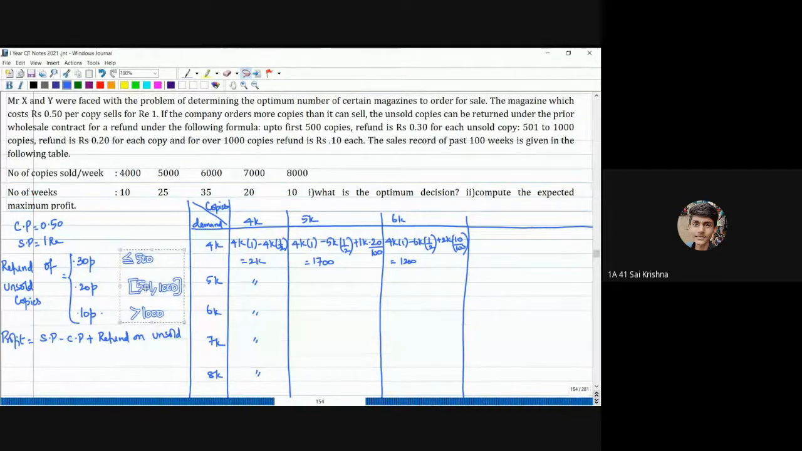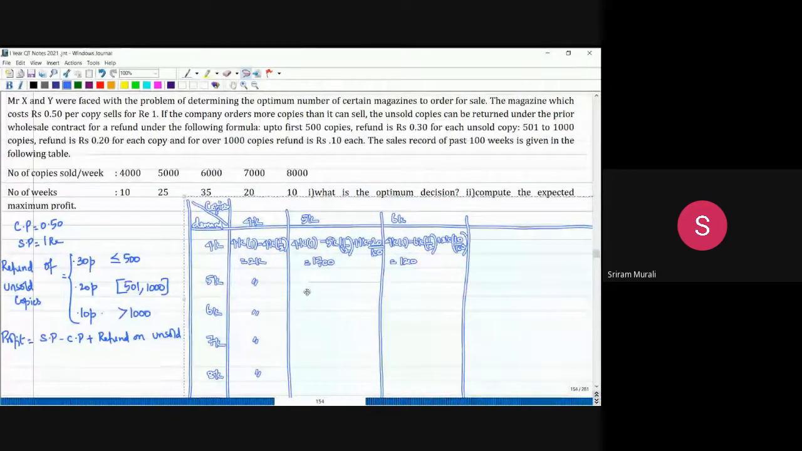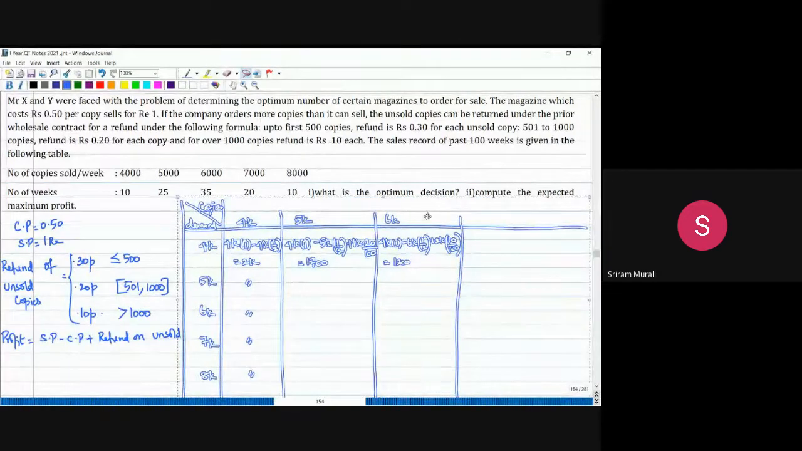How is it ten by hundred, sir? Here, what, 100 by 100. More than 1000. What did I say? What is your demand? What is your supply? 4000, 6000. So 2000 is not sold. More than 1000, if it comes, what is the refund value? 10 paise. That is why it is 10 by 100.